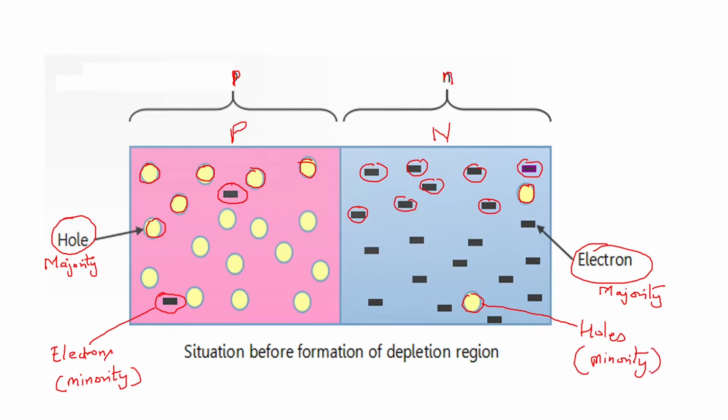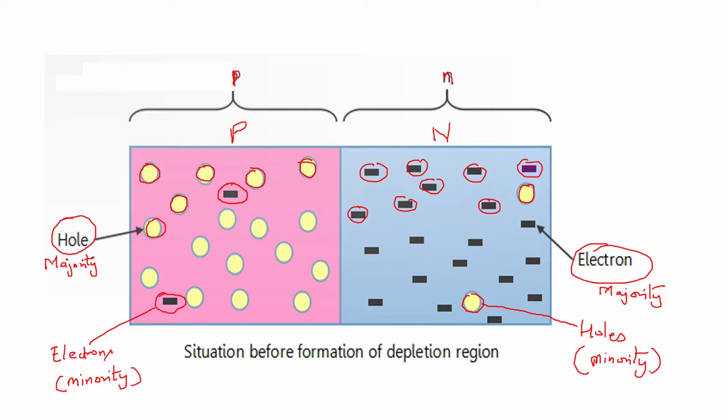Now here is what we have seen, the structures of p and n type material. In p-type material, the majority charge carriers are holes and minority charge carriers are electrons, whereas in n-type semiconductor, the majority charge carriers are electrons and minority charge carriers are holes. Now p-type has more holes, and holes are considered positive charges, whereas n-type has more electrons, and electrons are negative charges.